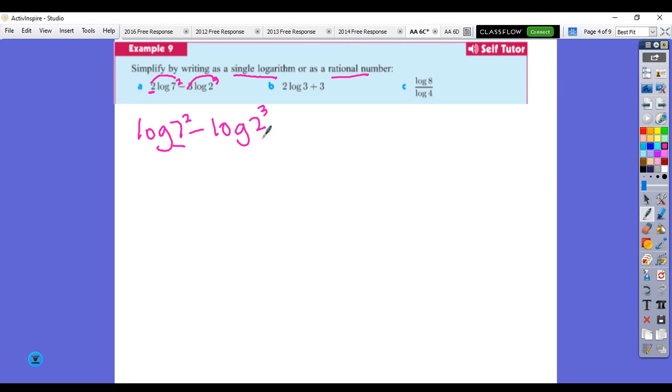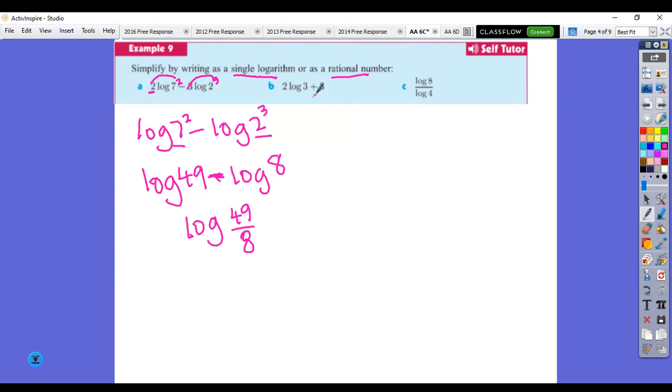I'm going to rewrite these numbers as just regular old numbers. 7 squared is 49 minus 2 to the third is 8. So we're just taking everything in stages. Move the front number back to being an exponent. Find this value. Now I can condense into a single log. Since I'm subtracting my logs, I divide the numbers. That's all I can do with that one.